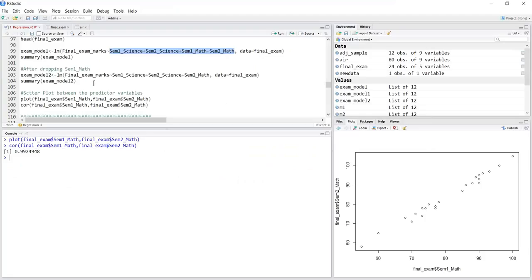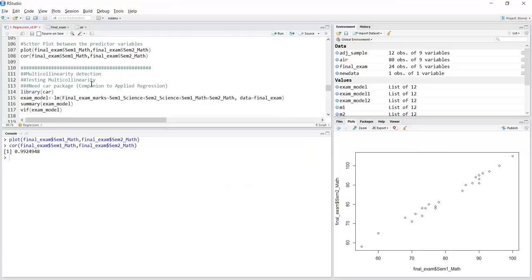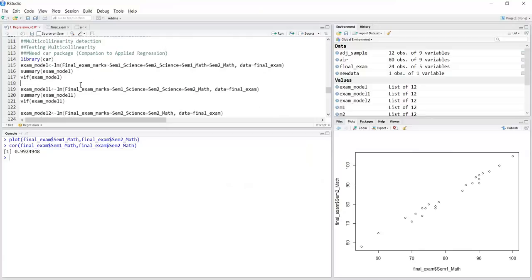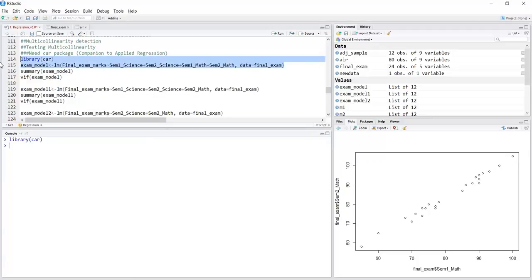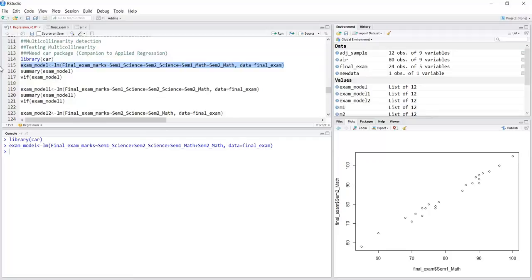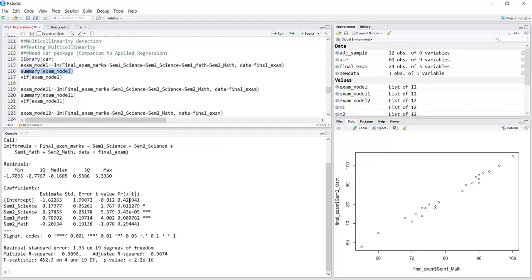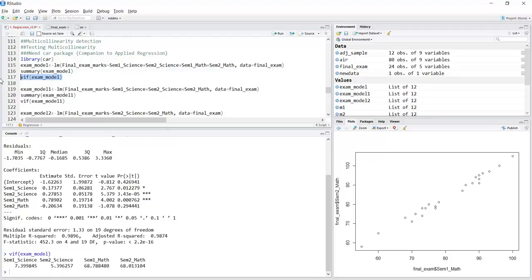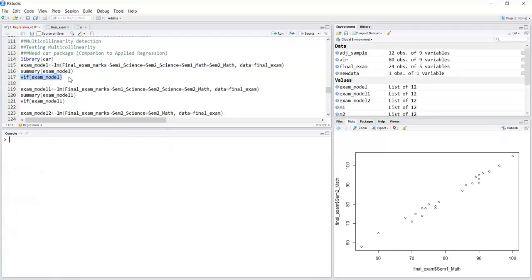So let us see on the final exam data, how do we find the VIF values. To calculate the VIF values, we need a package called car in R, companion to applied regression. You have to install that package. And then I'm building the exam model. Here we want to detect multicollinearity. This is the summary with all the 4 variables. Now I'll write something called VIF of final exam model. That will give the VIF values.